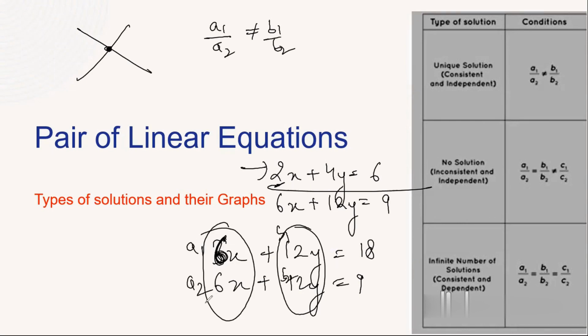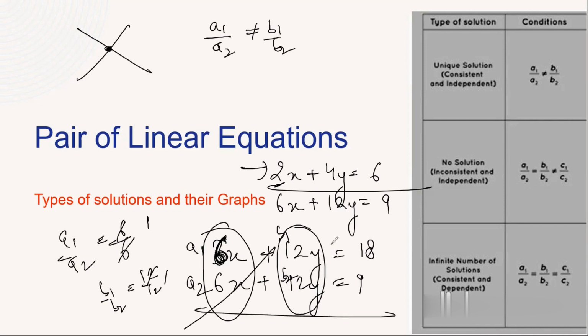Here a1 by a2 is equal to b1 by b2. What does a1 by a2 mean? a1 by a2 means 6 by 6, which is 1 only. And b1 by b2 is 12 by 12, which is also 1. So a1 by a2 is equal to b1 by b2, meaning they will completely cancel out. So how will you get a solution? If they cancel out completely by changing the signs of the below equation, you will not get any value of x and y. When you are not getting any value, it means no solution.